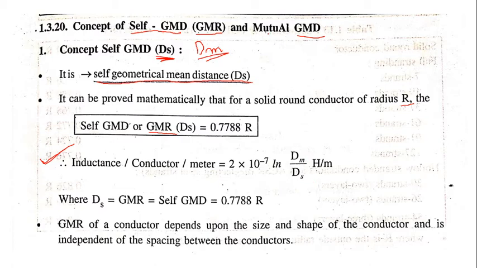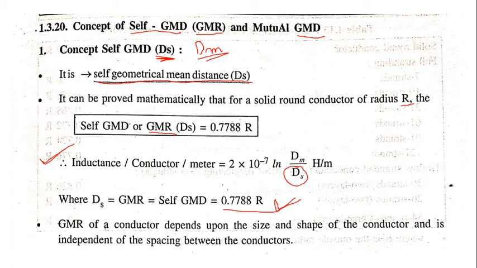dm is the mutual GMD, and ds is the self GMD or GMR, and the value of GMD or GMR is equal to 0.7788 R. That is the value of ds over here, and this is in the unit of Henry per meter. So ds is equal to GMR, that is self GMD, which is equal to 0.7788 R. We need to remember this term for future examples.